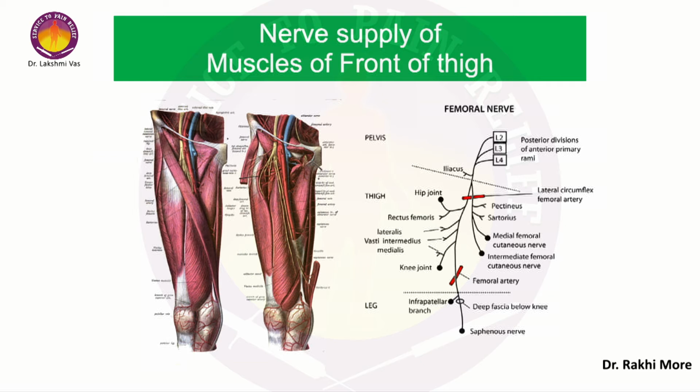Okay. Now all these muscles in the front of the thigh are supplied by the femoral nerve. You can see that the femoral nerve comes from below the inguinal ligament, enters the femoral triangle, and it supplies all these muscles in the anterior compartment over here.